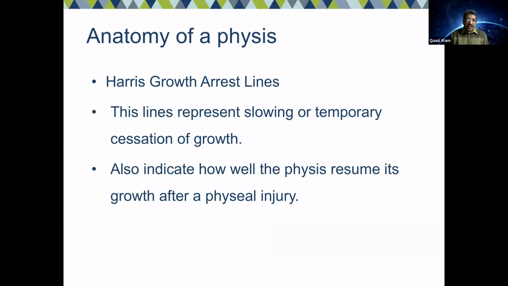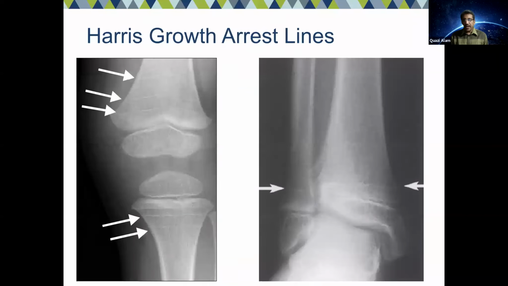There is another important finding in the anatomy of the physis known as the Harris growth arrest line. It represents a temporary slowing or cessation of growth, which has been resumed again afterwards. So let me show you an example. The arrows mark lines known as the Harris growth arrest lines.